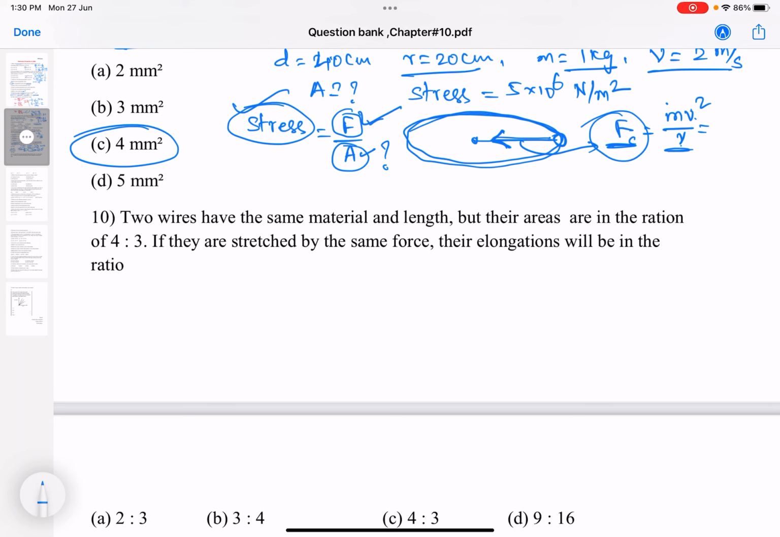Okay, two wires have the same material and length. Here he is talking about length, so we should take Young's modulus.